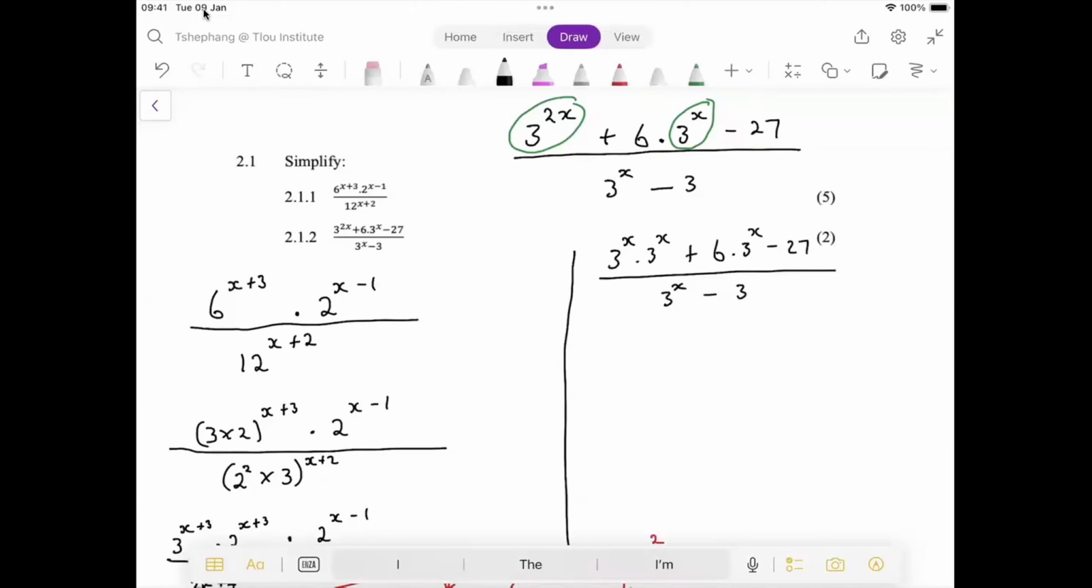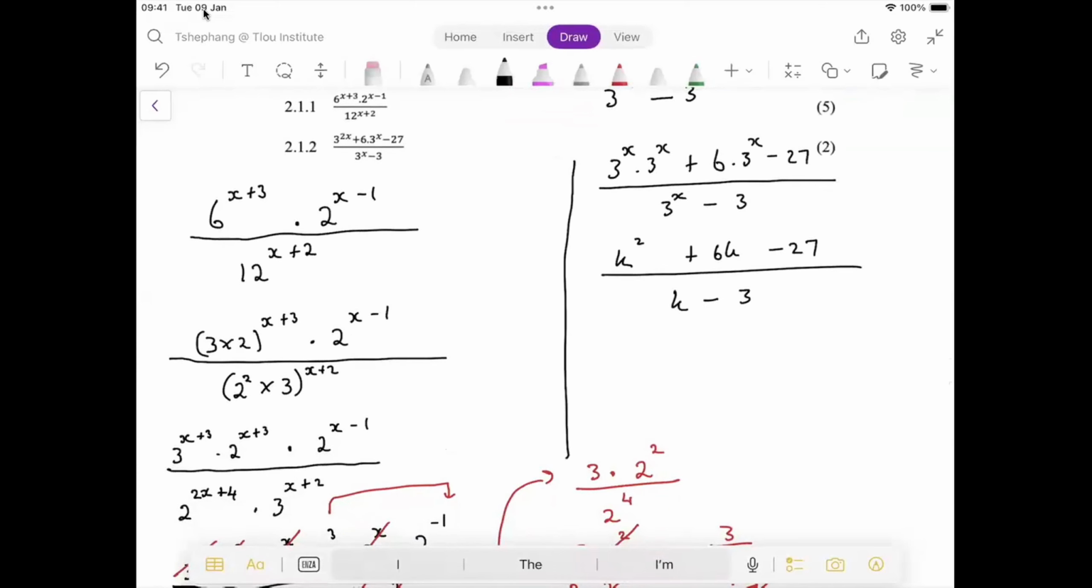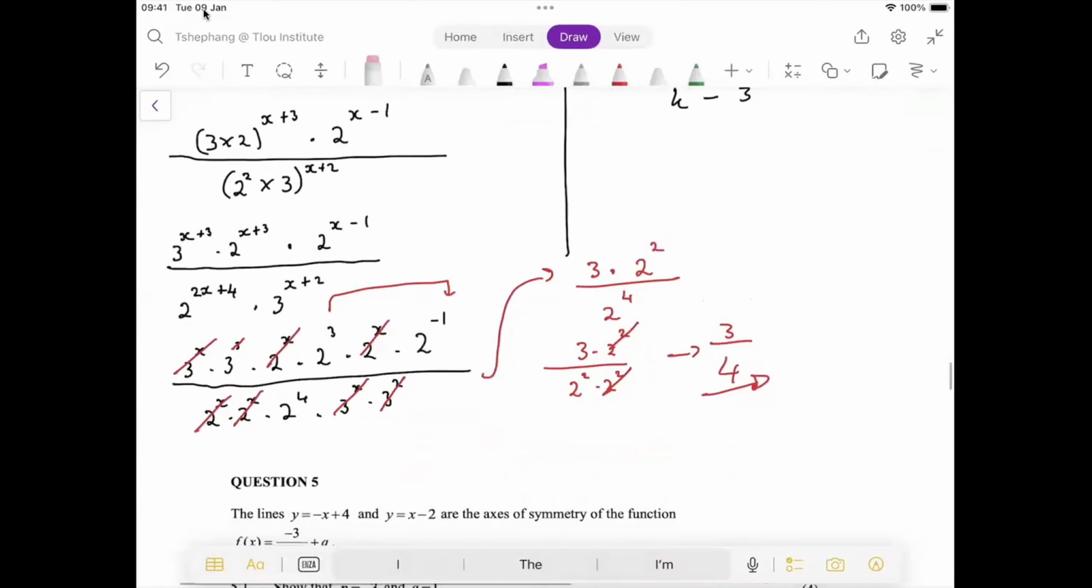Now we can factorize this, but we can even make it simpler for ourselves by saying 3 to the x is equal to k. This would mean that you have k squared plus 6k minus 27 over what? Over k minus 3. Then check. We don't need this anymore. Let me just clean this up.